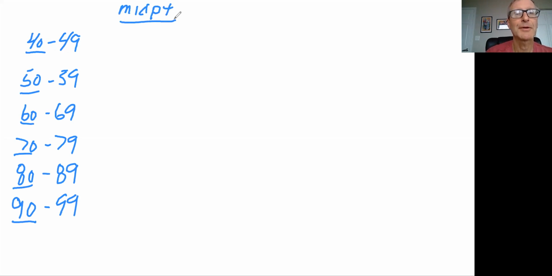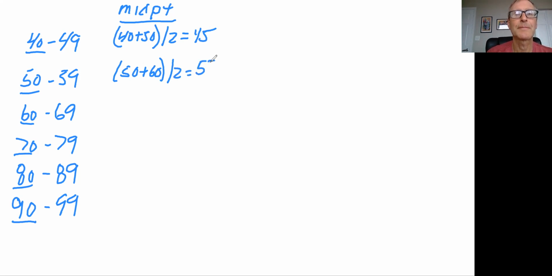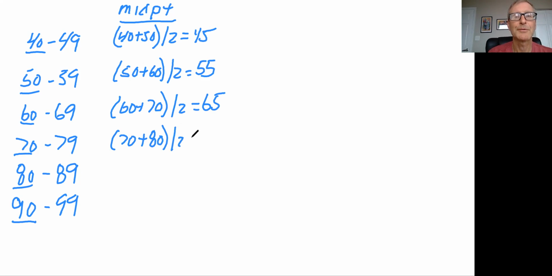When you do that calculation, the first one would be 40 plus 50. And remember, we have to add those together first, then divide by 2, and you get 45. And 50 plus 60 divided by 2, you'll get 55. 60 plus 70, I think you see the pattern now. 80 plus 70 is 150, divided by 2 is 75. And then 80 plus 90, divided by 2, which is 85.